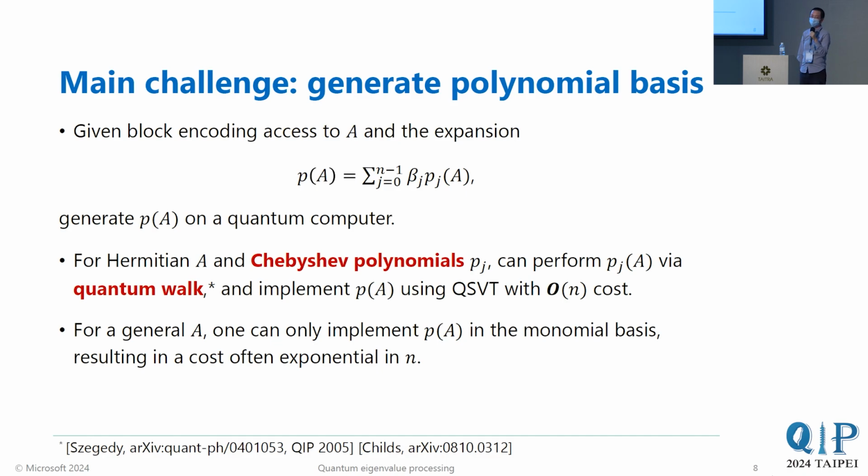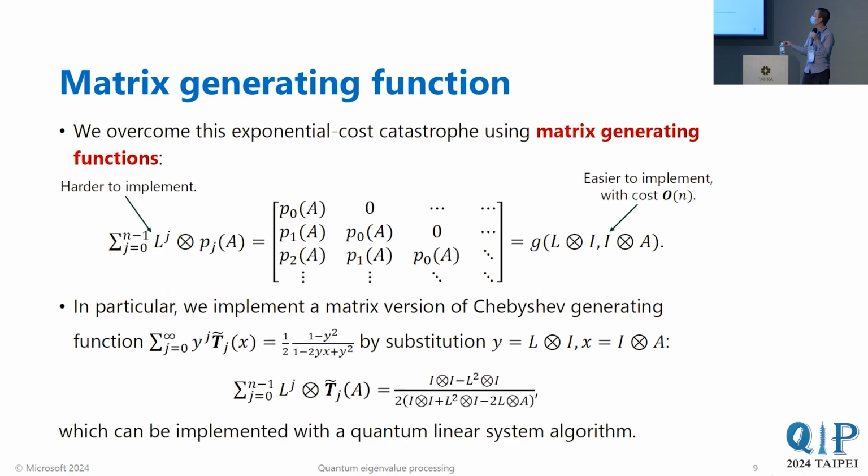But the bad news is that this kind of construction actually doesn't work for more general input matrices or polynomials. More generally, what you can do is you can only generate monomial bases like power functions, right? So you have identity, A squared, A cubed, and so on and so forth. But that's in general not very good for implementing functions. So in many cases we introduce exponential costs, exponential in the degree of the polynomial. This is something that you need to avoid if you want to get an efficient quantum algorithm.